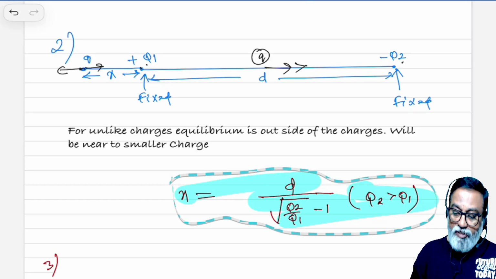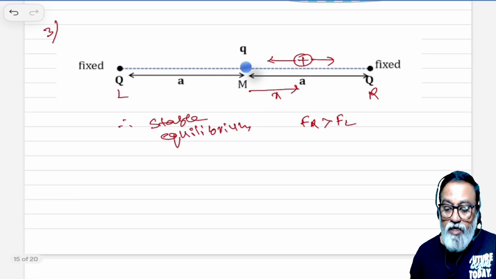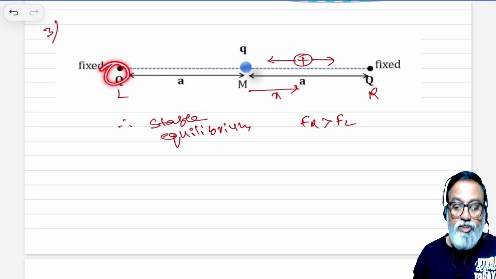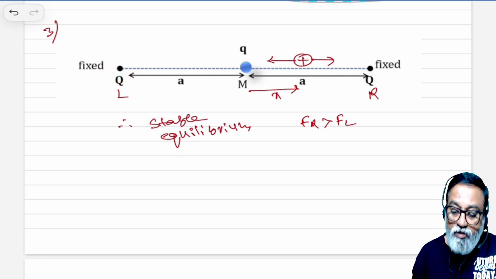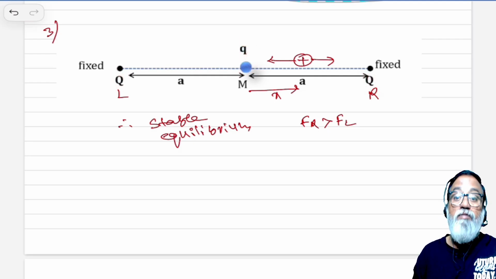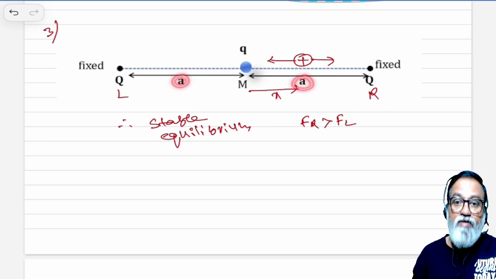This is case 1 and case 2. And see case 3. This one is a fixed charge, and this one is also a fixed charge. Now, these are the two equal charges. For equilibrium of the third charge, it should be placed in between the charges, at the midpoint of the charges. For example, this is A, this is A, the midpoint of the charges. Now it is in equilibrium.